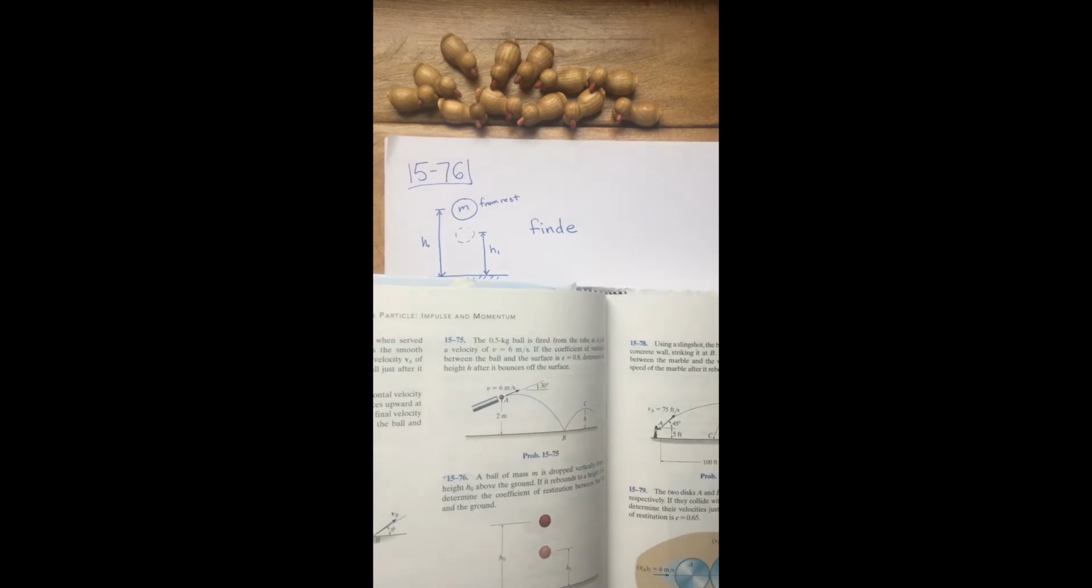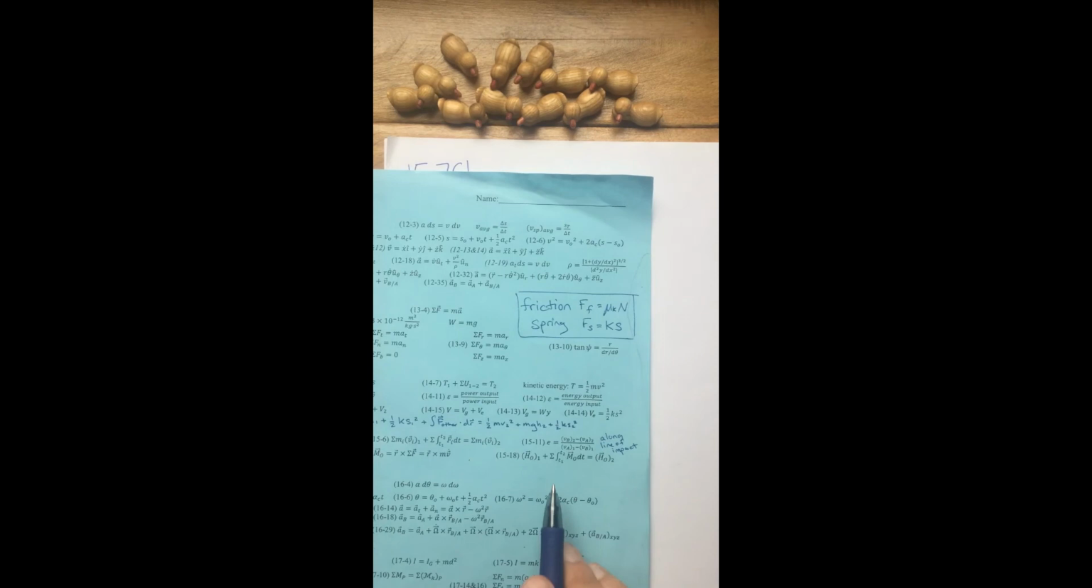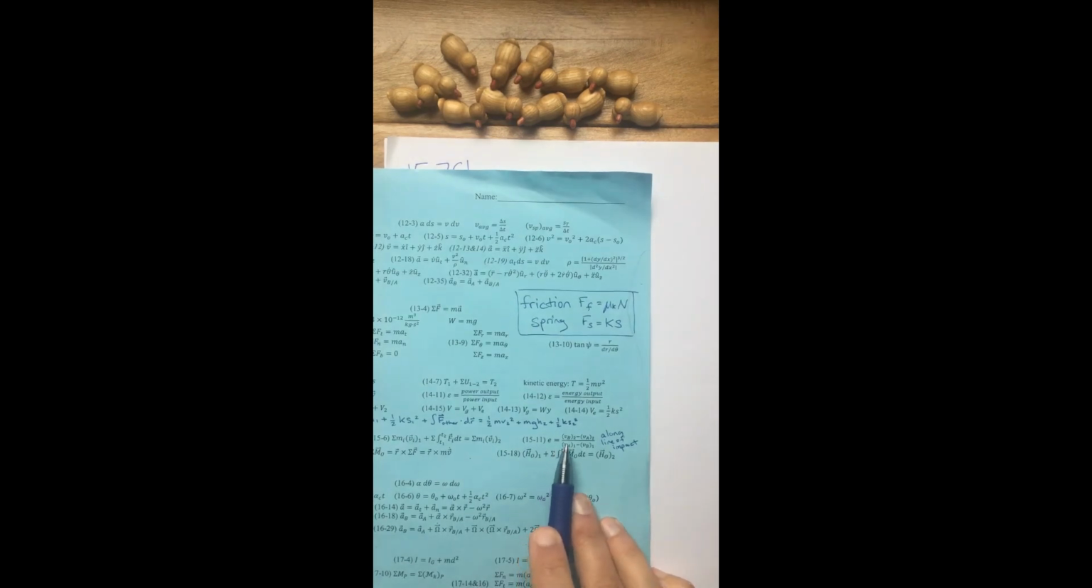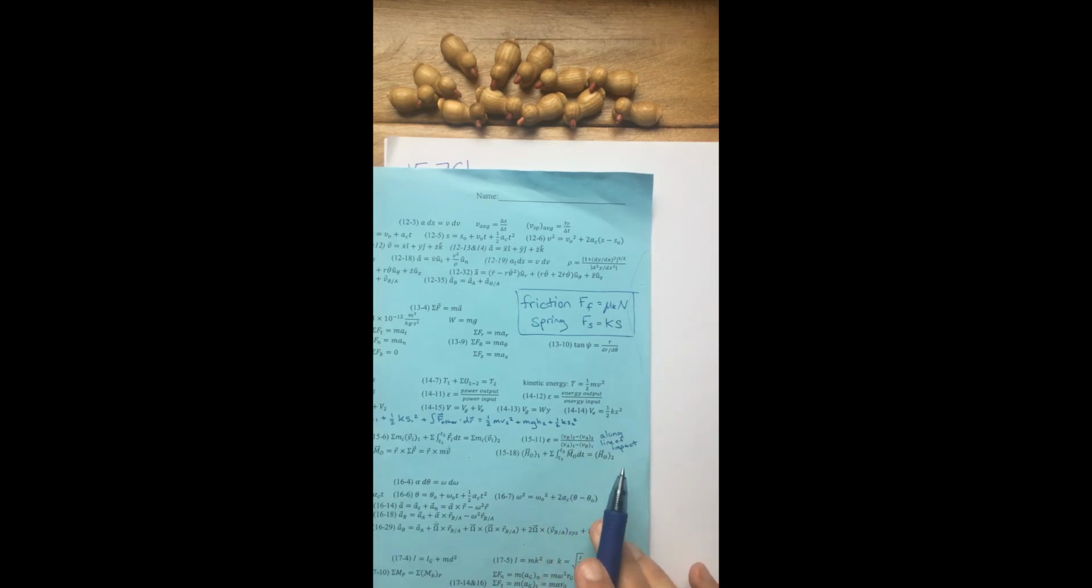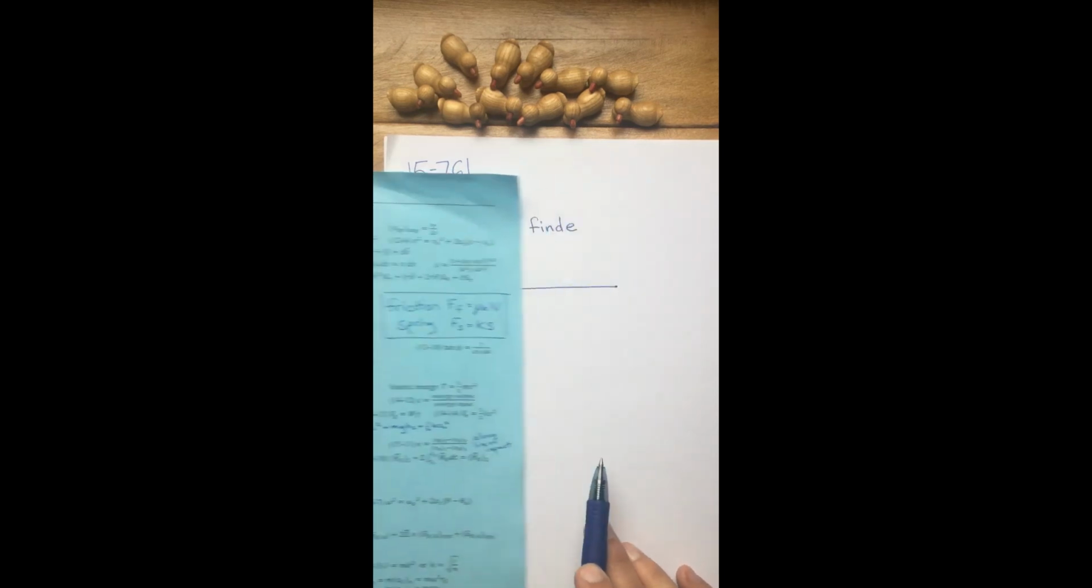So we have equation 15-11, which is on your equation sheet, and that is the final velocity of B minus the final velocity of A over the initial velocity of A minus the initial velocity of B. So this is during a collision. We have two things colliding. We have the ball and the floor. The floor is not moving at all. Let's call the floor object A.